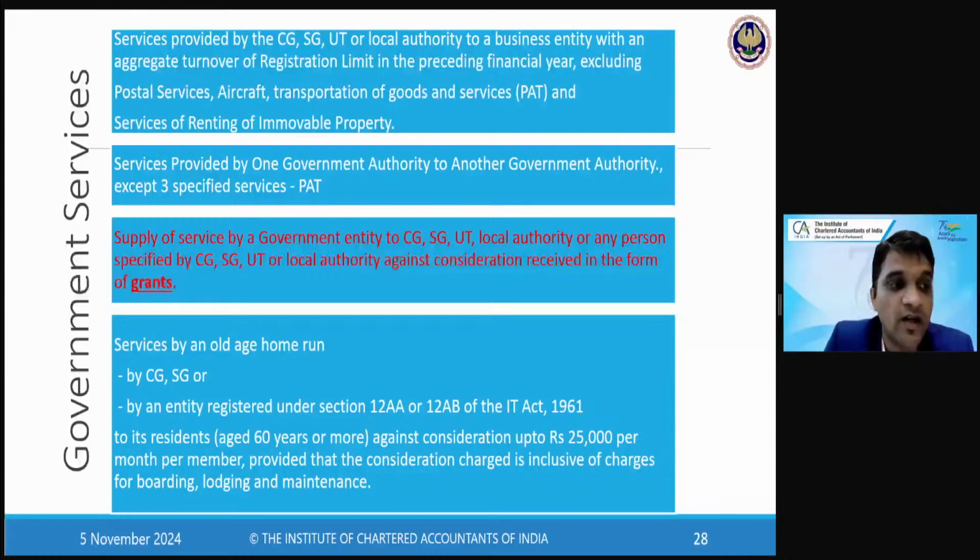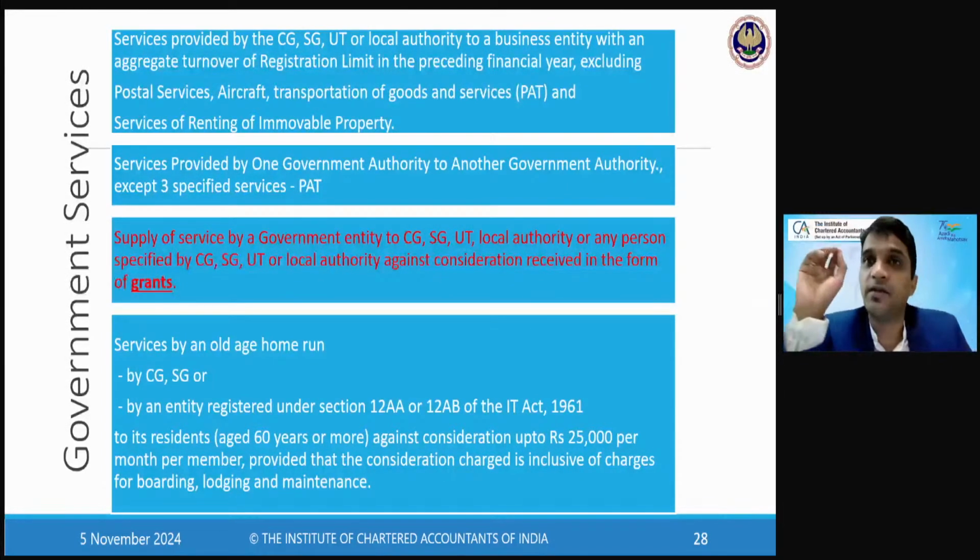So, when a government gives grants to a non-government entity, it is taxable. But when it gives grants to the central government, state government, local authority, or any person specified by the central government, whom will it specify? Somebody was giving the example that a government entity or government company is there, and the government says you have to give them a grant for operation purposes. So when they authorize that some grants have to be given, such grants given to the government or a person specified by the government will be exempted. Apart from that, other grants will be taxable.